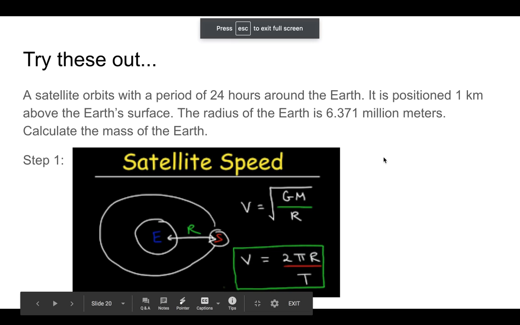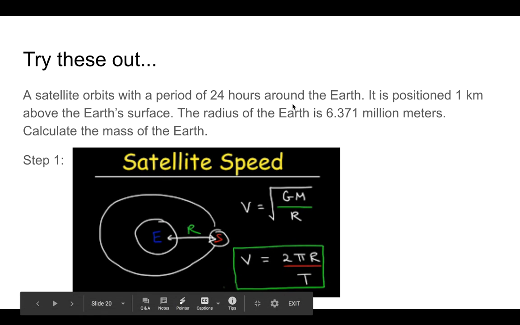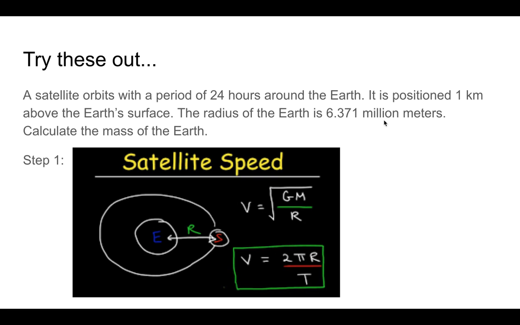So let's try these out. This is a sample question. A satellite with a period of 24 hours, so 24 hours to go around the Earth, is positioned 1 kilometer above the Earth's surface.